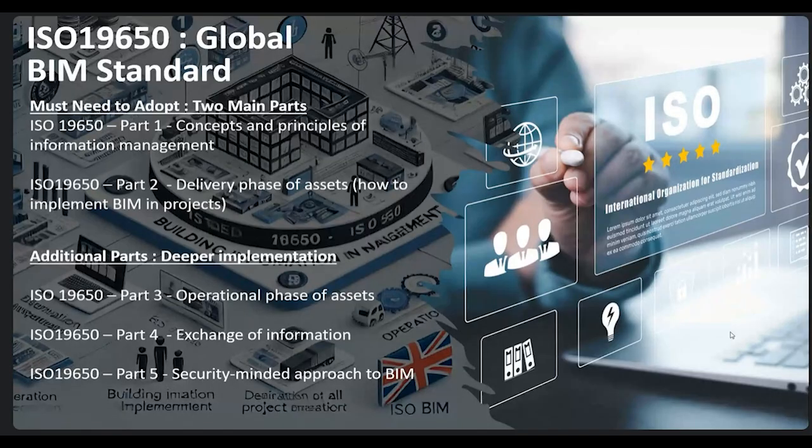Now, when we talk about deeper implementation, let's say a company is already implementing BIM with respect to Part 1 and Part 2, and they want to go into much more detail, a kind of advanced BIM management. When I'm talking about the operational phase of the asset, it is nothing but part of facility management. It's kind of 6D and 7D, particularly 7D. 6D is specifically looking at the sustainability of a building. And then Part 4 talks about exchange of information.